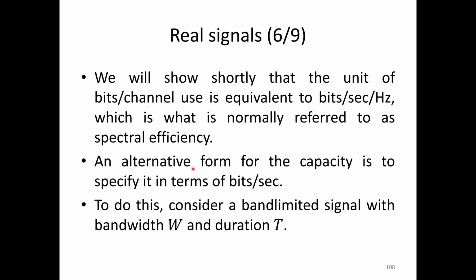An alternative form for the capacity is to specify it in terms of bits per second. To do this, consider a band-limited signal with bandwidth W and duration T. Do you remember what is a band-limited signal? That is a signal whose bandwidth is limited. That is, the bandwidth of the signal is not infinity.